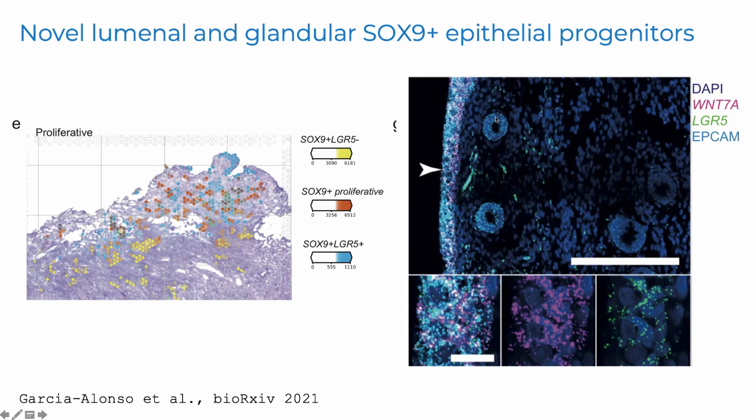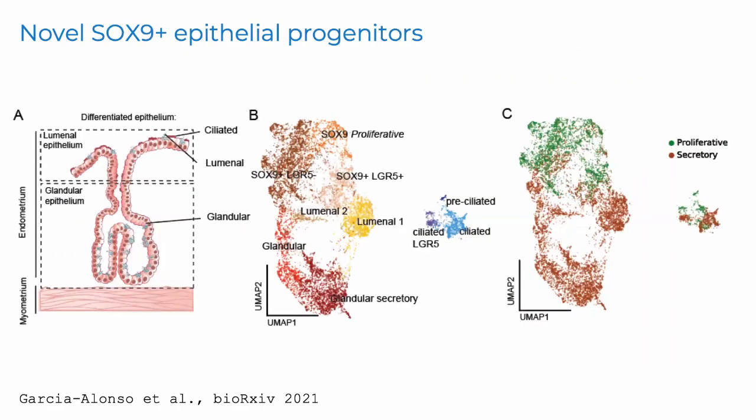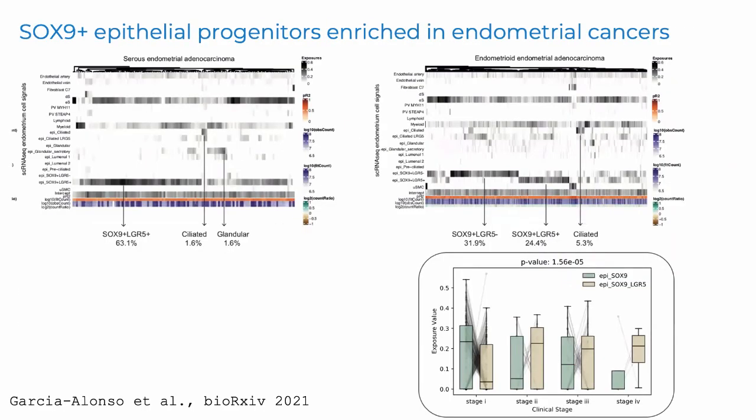So with this map, this is all in healthy samples, and then we wanted to see if we can use that information to understand better endometrial pathologies. And basically we analyzed endometrial cancer and also endometriosis, and in both cases we see an enrichment of the SOX9 positive population.